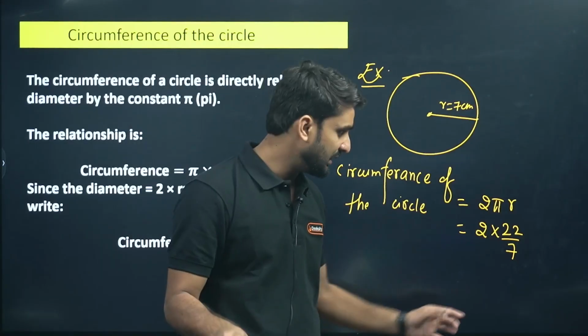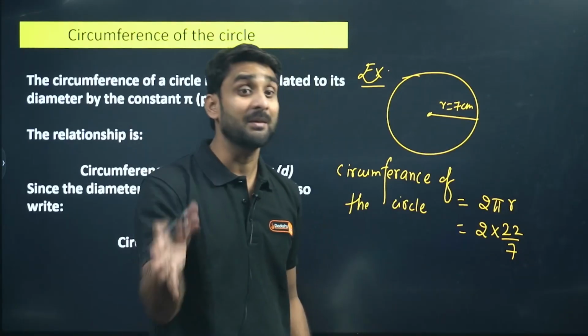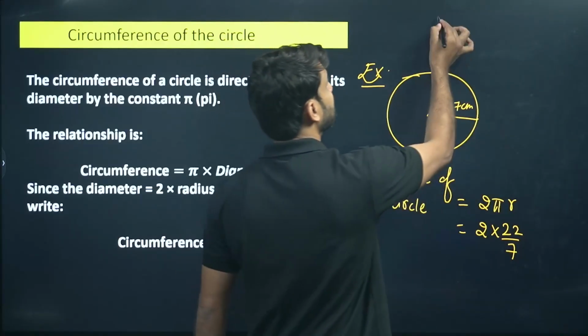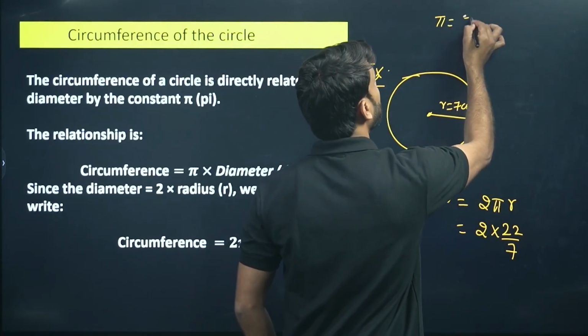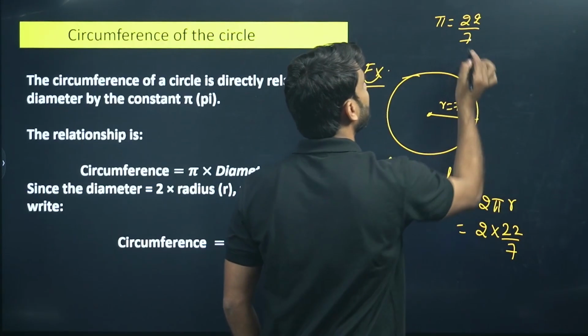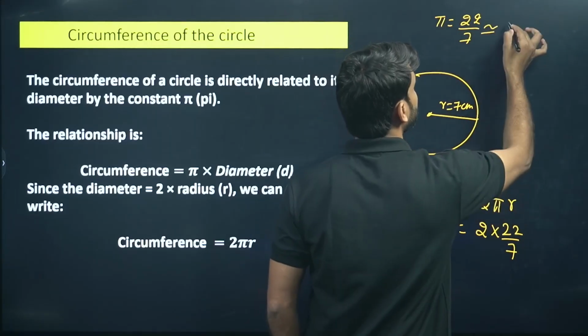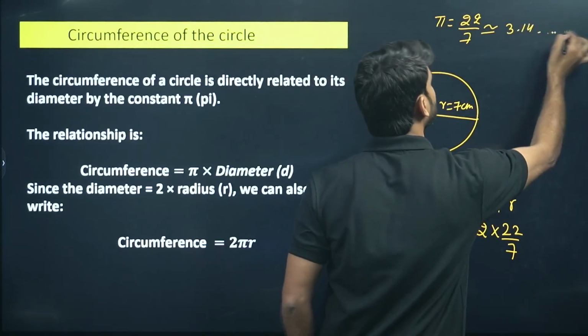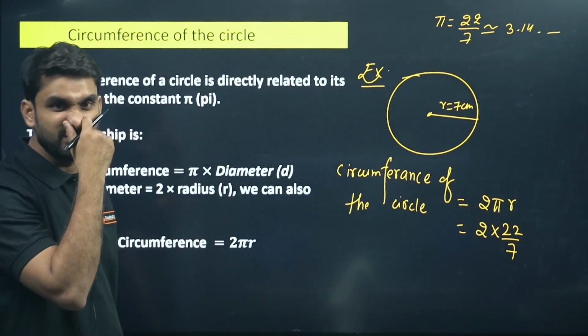For your 10th standard, the value of pi is 22 by 7, and approximately that value is also equal to 3.14 and so on. Pi is equal to 22 by 7, and approximately this is equal to 3.14 and so on. Okay, so this is the value of pi.